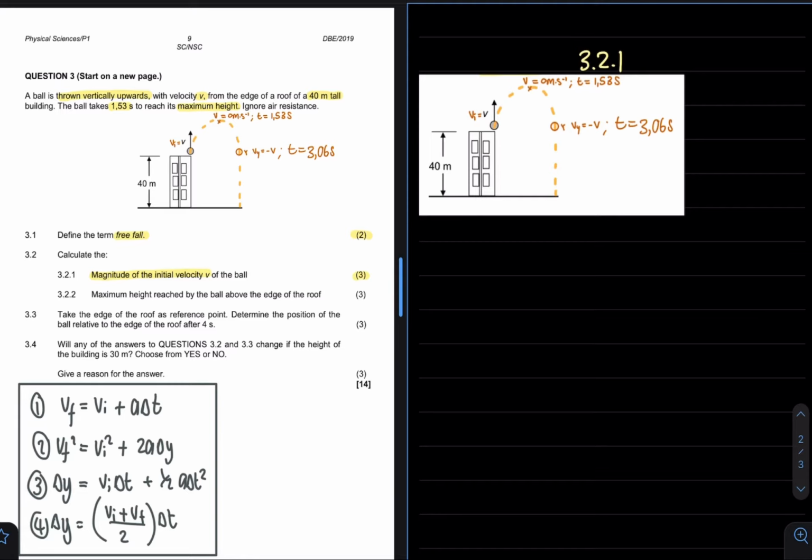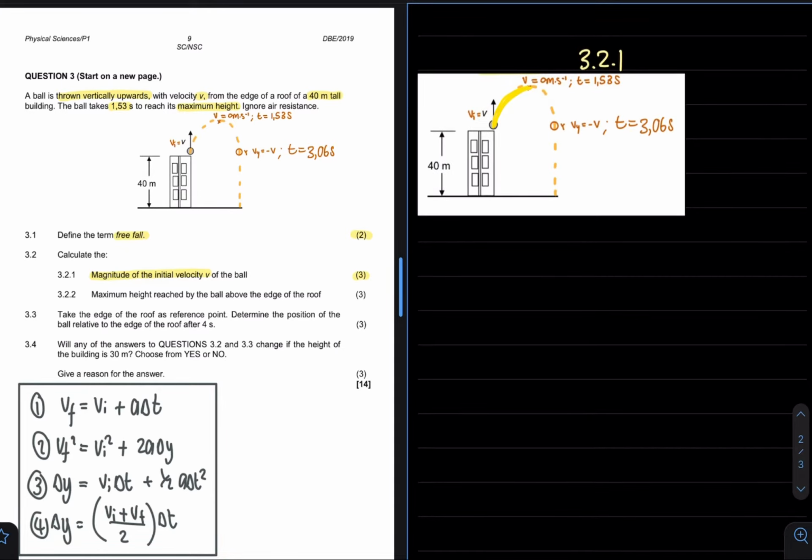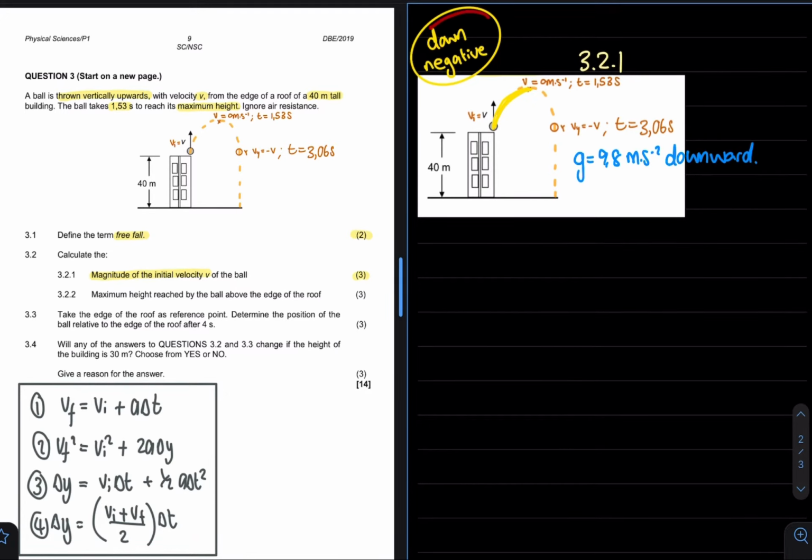To solve for this velocity, we will use this part of the projectile only, seeing as we have the final velocity up there, as well as the time it took to reach the highest point. We also know that gravitational acceleration is 9.8 meters per second squared downward. In this problem, I'm going to take down as negative, which means that everything in the downward direction needs to be negative and everything in the upwards direction needs to be positive.